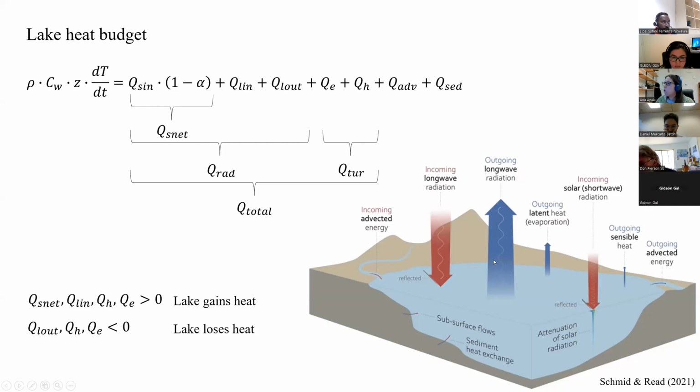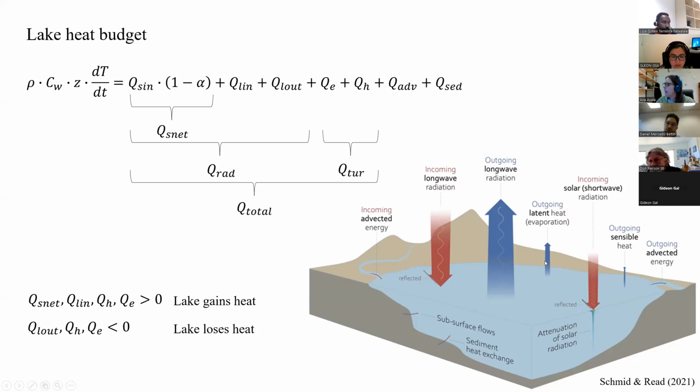Long-wave radiation is also emitted from the lake surface, as a function of the fourth power of the surface water temperature, and its losses to the atmosphere by long-wave radiation are intensified due to the warmer lake surface water temperature.